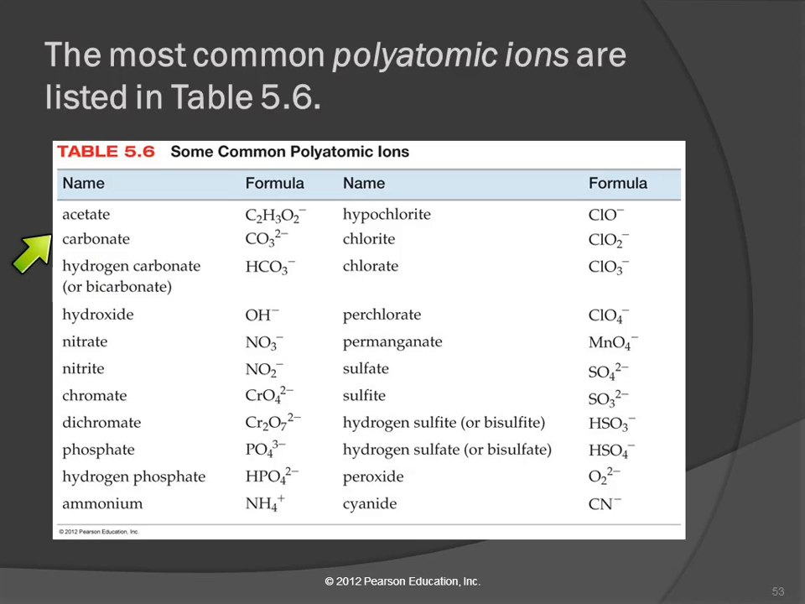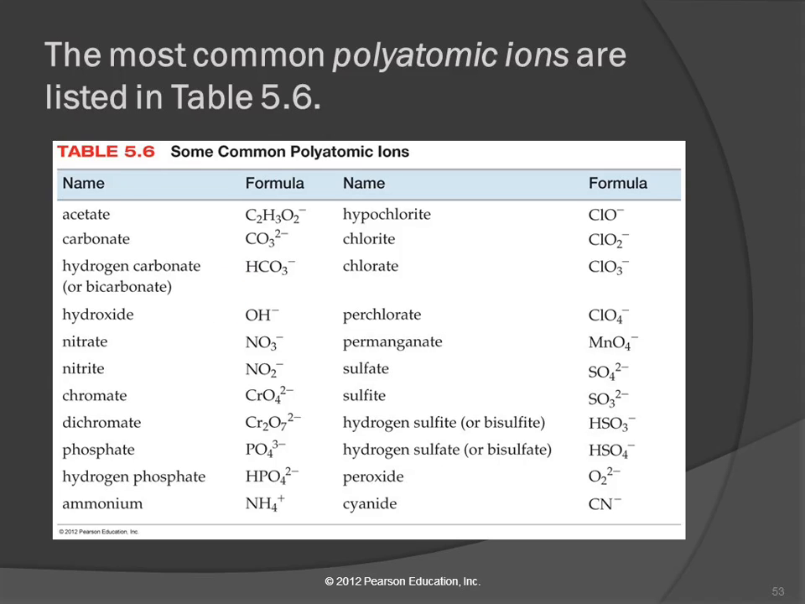Carbonate. This one makes a little more sense because at least this is carbon. If you notice, a lot of these have oxygen. So carbonate is carbon with oxygen. Then you have to remember how many oxygens and what the charge is, and you just have to memorize them. Hydrogen carbonate is also called bicarbonate. This is carbonate ion with a hydrogen on it. What charge does a hydrogen ion have?